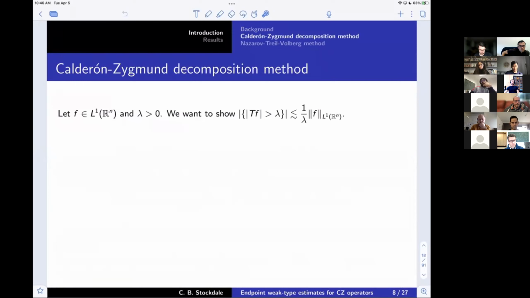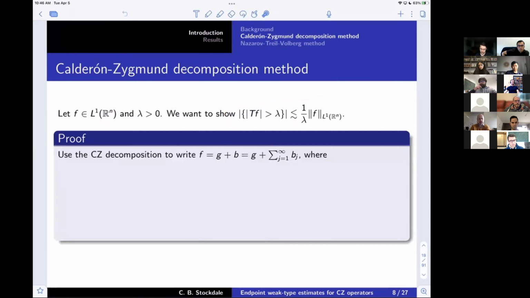Okay, so let's talk about the Calderón-Zygmund decomposition method first. So what do we want to do? We're going to be fixing an L1 function f and a positive parameter lambda. It's going to be like our cutoff for this level set. And we want to prove this inequality, where maybe there's some implicit constant, but that constant does not depend on lambda and it does not depend on f.